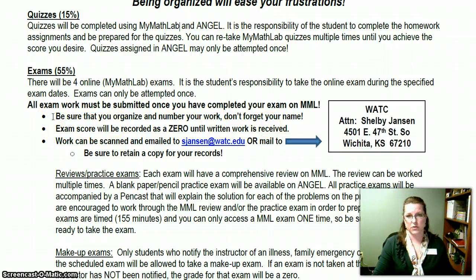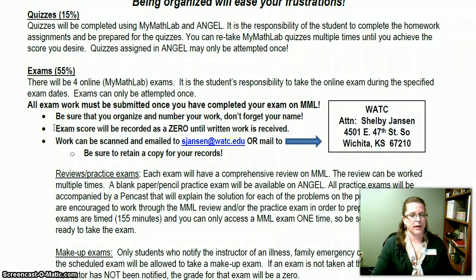If you score an 18 out of 20 on your exam on My Math Lab, I won't put 18 out of 20 in the gradebook until I receive your written work. In fact, I will put a 0 in. So make sure that you send me that work as soon as you're able to. As soon as you finish that exam, send me your work so that I can look it over.